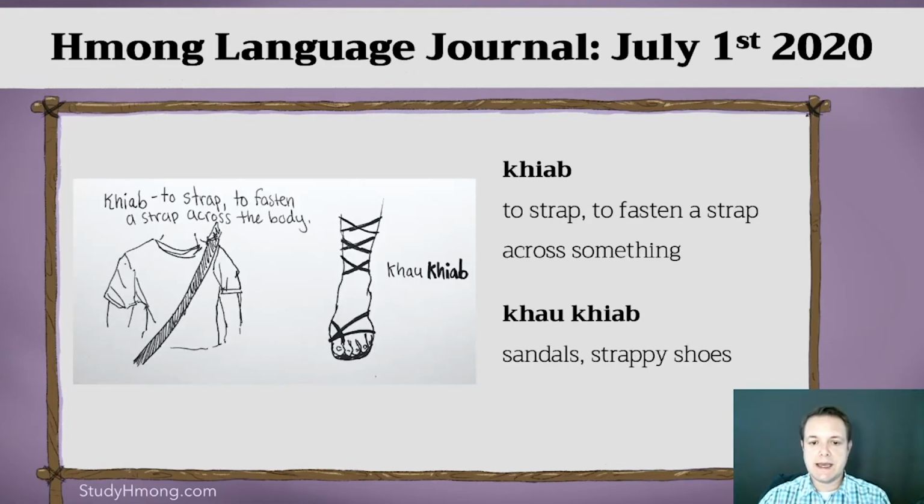This one, kia, is to strap or to fasten a strap across something. So it's the act of strapping with a strap. I also like this example I found called kia is sandals or any kind of strappy shoes. So you get the idea there.